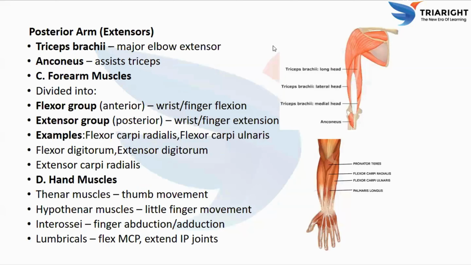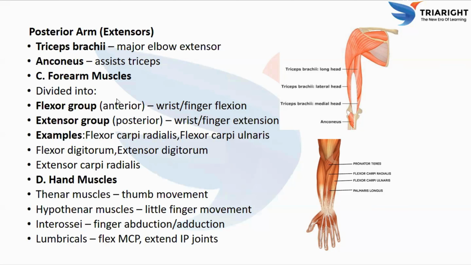Coming to the posterior arm muscles. You have the triceps brachii muscle, which is the major elbow extensor, that is, it straightens the elbow. It has 3 heads, the long head, lateral head and also the medial head, which is shown in the image at the right side. This is powerful for pushing movements.